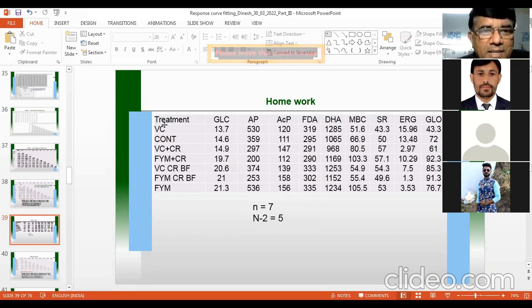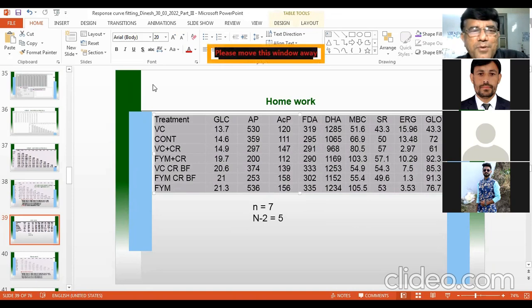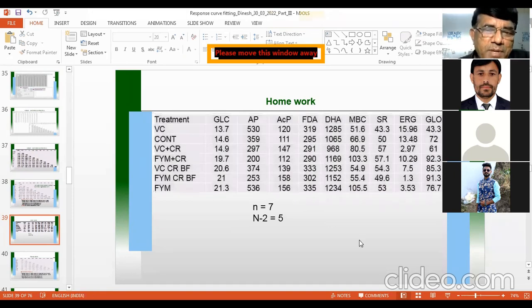Because I have already shared this presentation in PPT form, you can select all the data, copy it to your Excel and do the analysis the same way. Practice it one time in your life. If you can practice it, then in future you will be able to do it on your own. And you can also learn from each other.